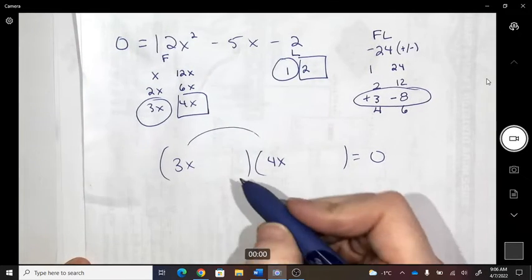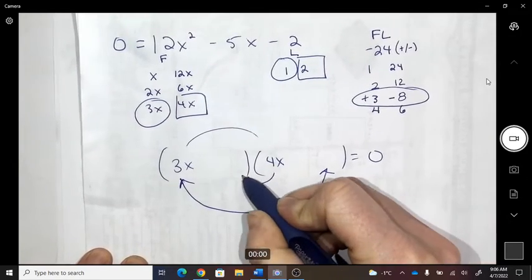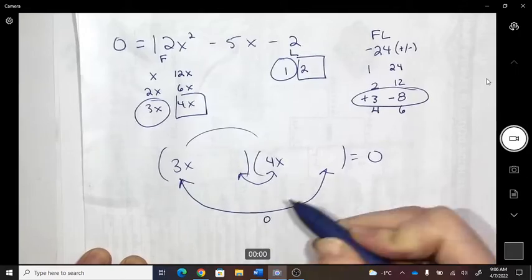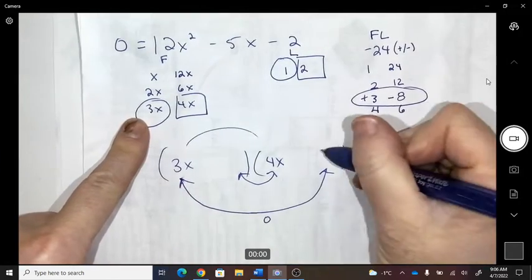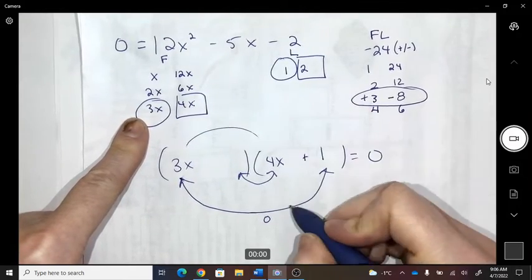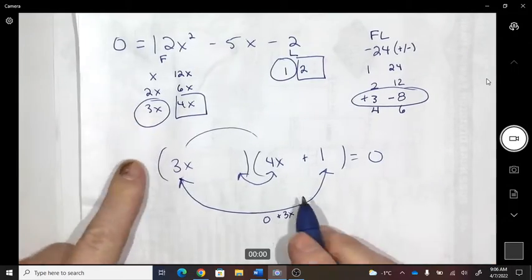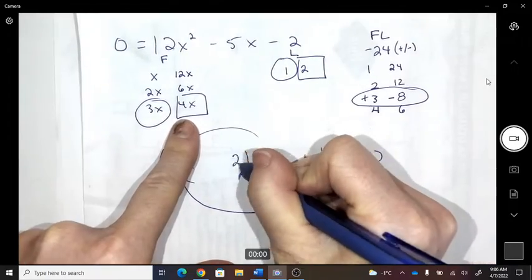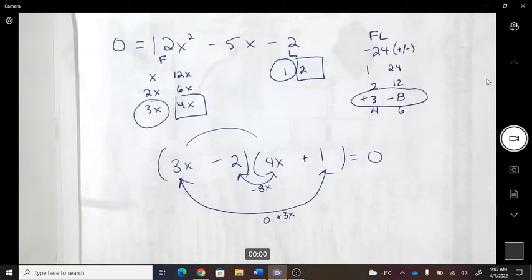Okay, now here's where I line up my partners. 3 has to partner with a 1. And I wanted that to be a plus 3x. The 4 partnered with a 2, and I wanted that to be a negative 8x. Okay, so I set it all up beforehand and then lined it up together.